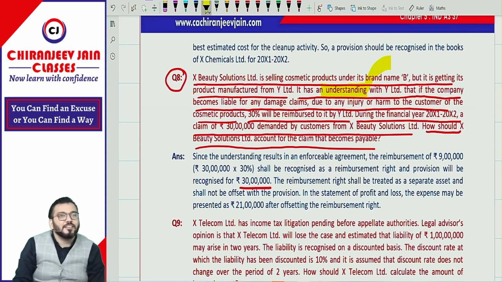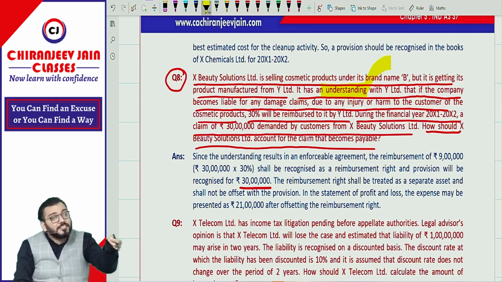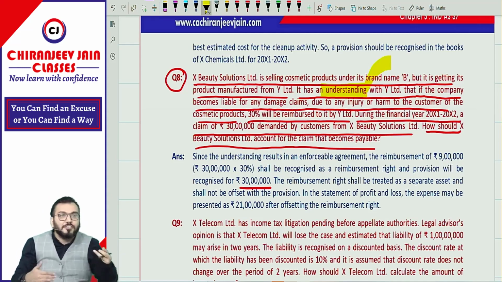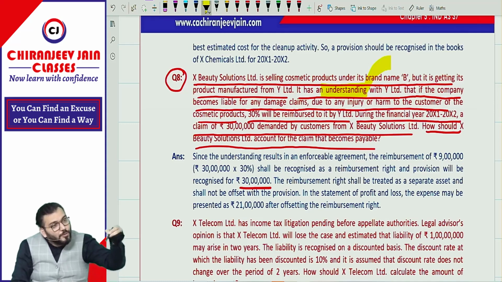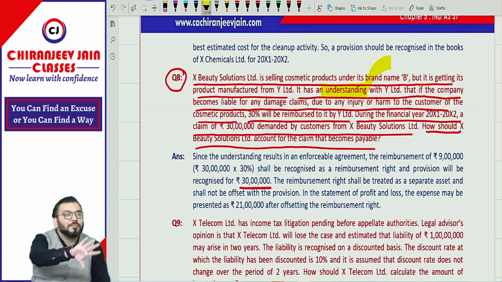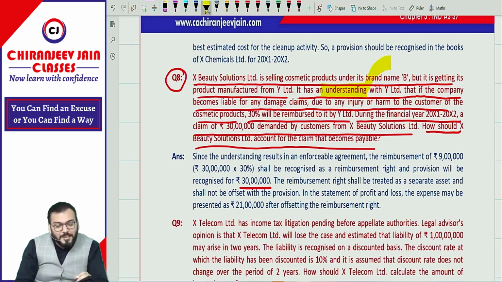So it is virtually certain. From the question it is understood, because they have given the word understanding, that there is a virtual certainty that the amount will be reimbursed, therefore it should be recognized as an asset. But suppose in the exam you have a doubt in this case, I already said whenever you have a doubt, give both answers. If it is virtually certain, asset. If it is not virtually certain, if it is probable, then what? Whenever you have doubt, give both the answers so that they will understand that you know everything. Right now I have explained it, so you can understand.